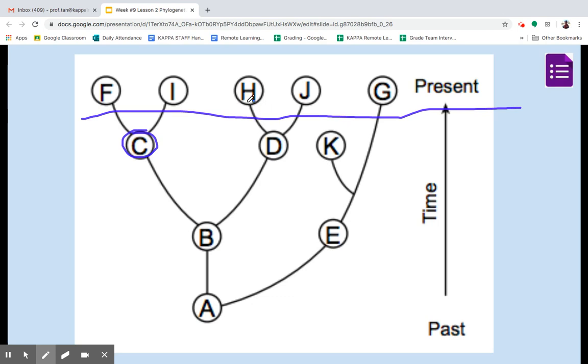One more question. What is more closely related? Species F and I or species F and H? The species that's more closely related would be F and I because they share a common ancestor right here, whereas with H, the common ancestor doesn't happen until all the way back in time down here. So F and I are more closely related, and you can also tell because they're physically closer to each other.